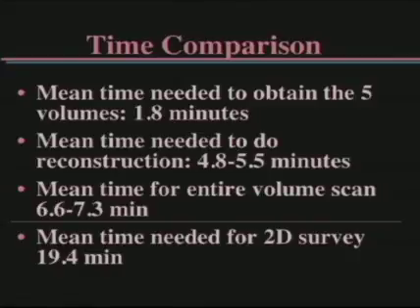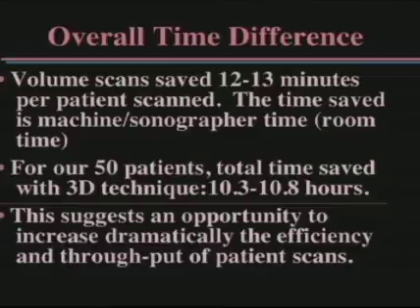So you can see, if you compare the time needed to do the 2D survey, which was 19 minutes, there was a big difference. In fact, the volume scan saved 12 to 13 minutes per patient. And that's room time. That's time in the room on the machine. For our 50 patients, the total time saved by using this 3D technique was over 10 hours.